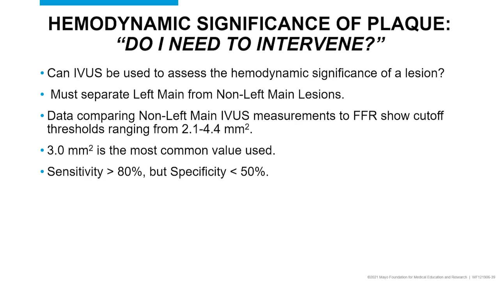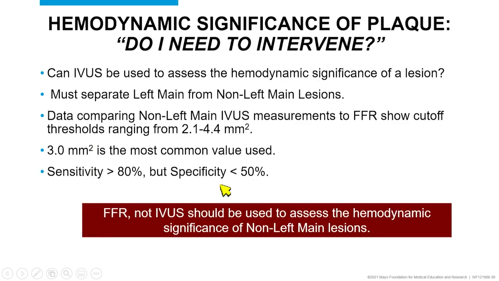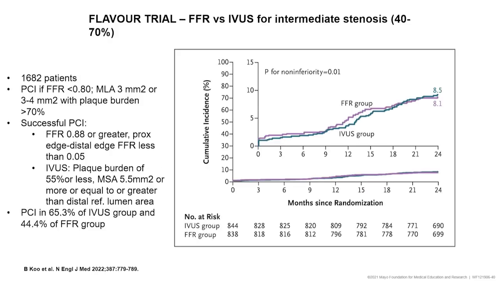A lot of studies have looked at non-left main IVUS measurements, and they've tried to correlate it with FFR, and they've shown varying thresholds for lumen area, 2.1 to 4.4 square millimeters. Most commonly, the 3 square millimeter criterion is used to call a lesion significant. The sensitivity of these criteria is very good, but the specificity is very poor. And I fully agree that you really shouldn't be using IVUS to assess the hemodynamic significance of a non-left main lesion. It should be FFR assessment, not IVUS.